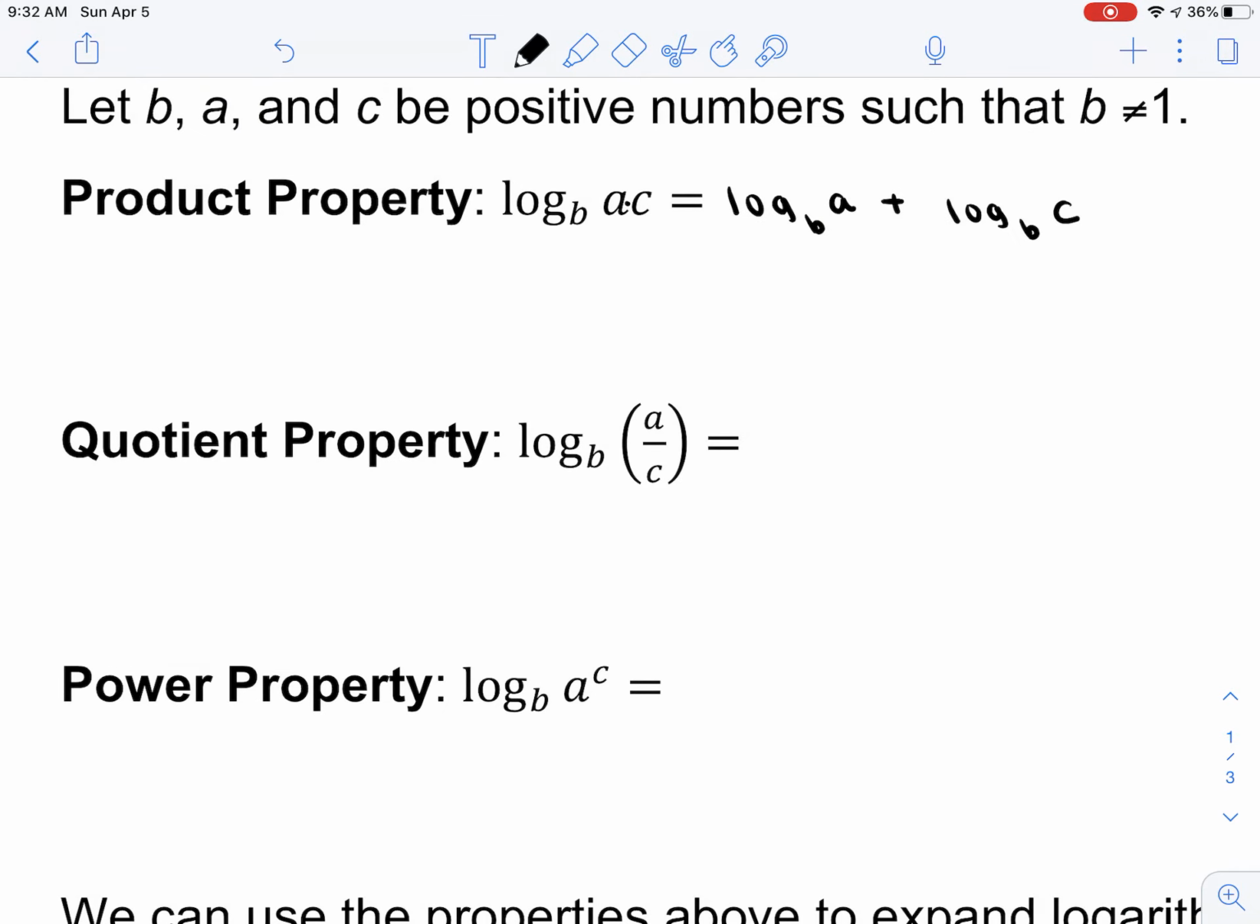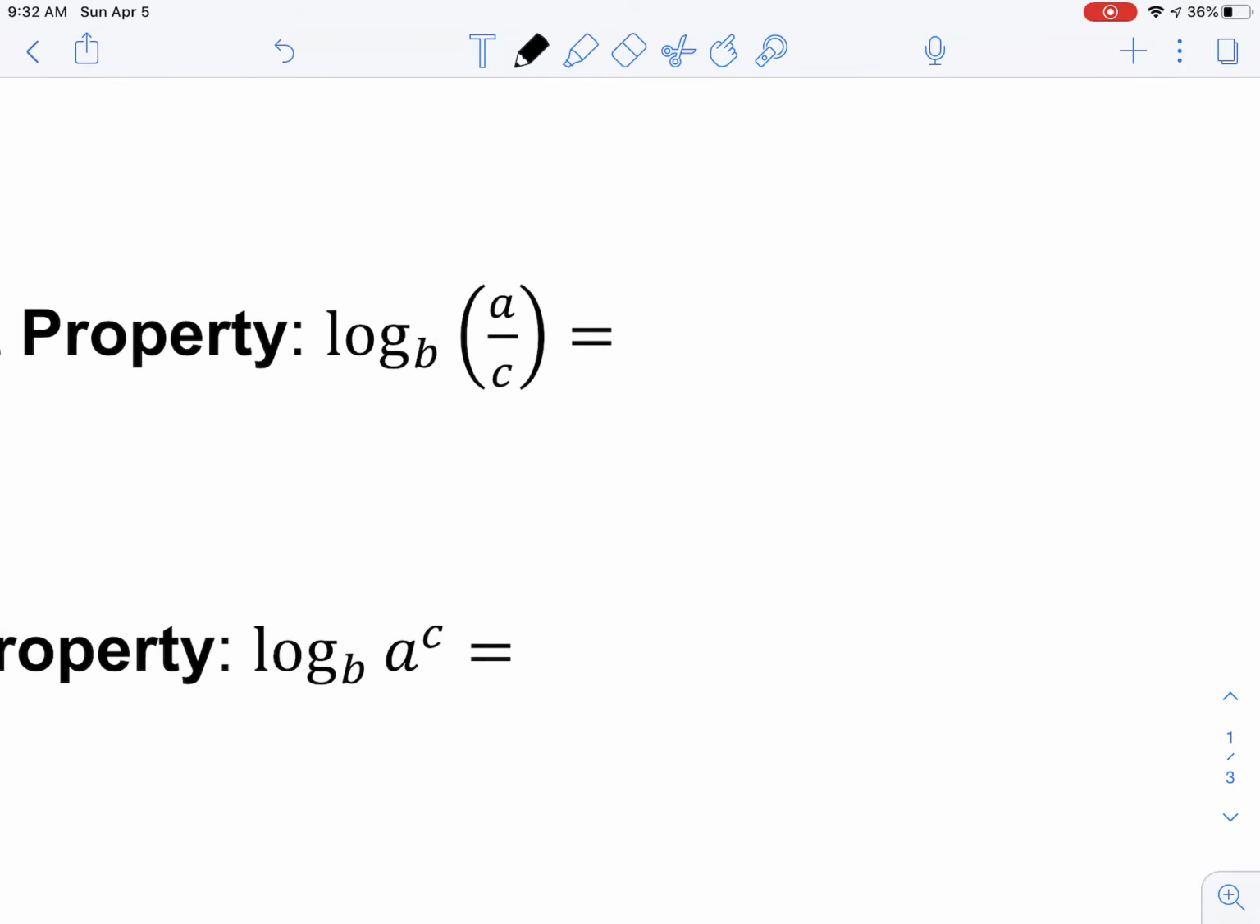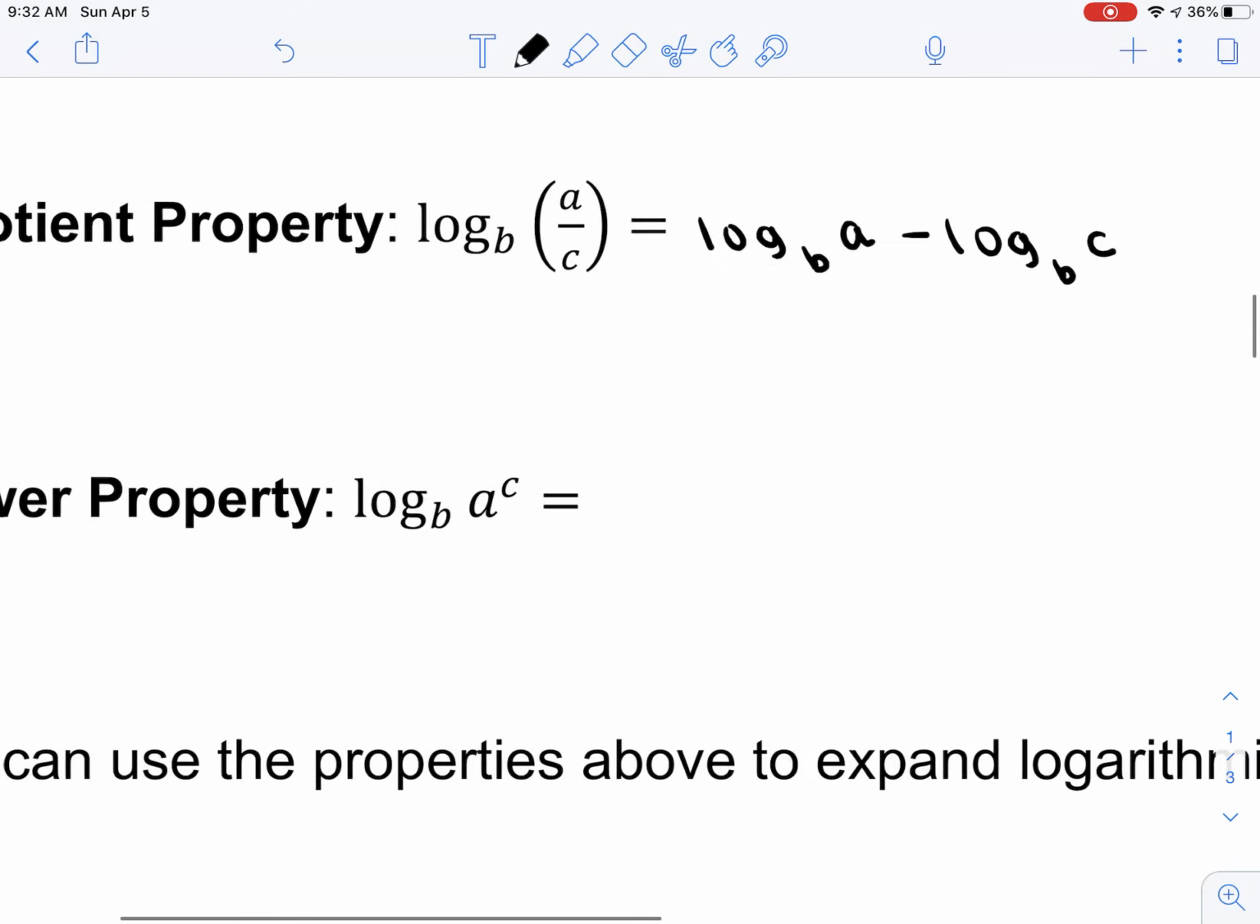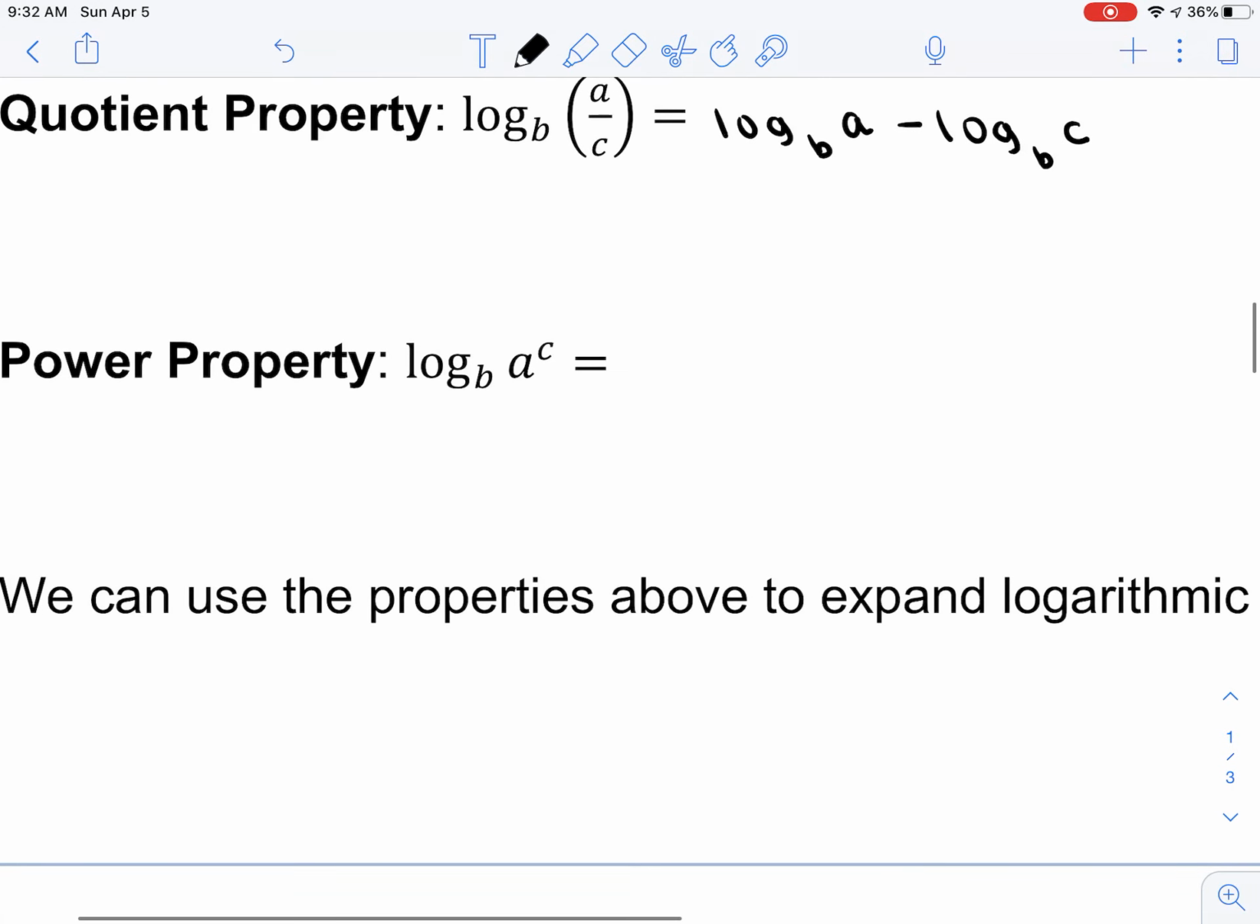The second property is the quotient property that says if you have a log with a base of b and a quotient, you can rewrite that as log base b of the numerator minus log base b of the denominator. And then finally, the power property states that if you have a log with a base of b and an argument of a, and there is a power on the argument, you can move that power to the front, and that is equivalent.